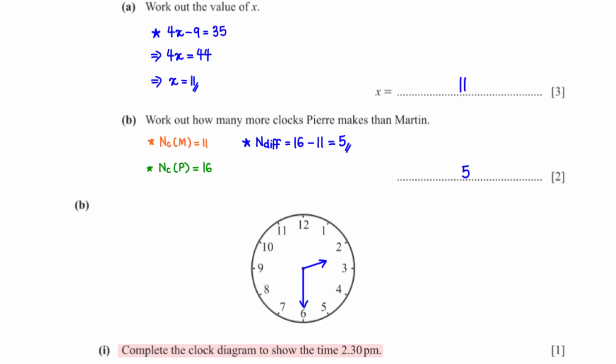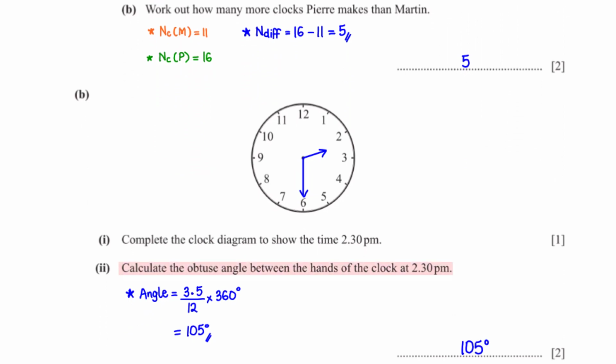Complete the clock diagram to show the time 2:30 p.m. The hour hand, which is the short hand of the clock, would be between 2 and 3, and the minute hand, which is the long hand, would be on 6.